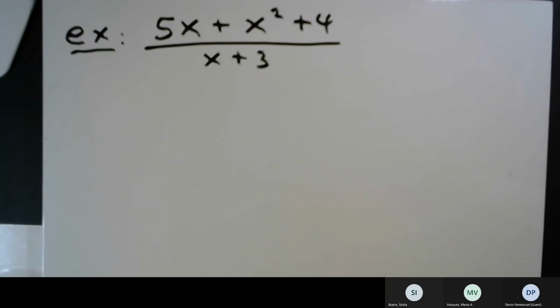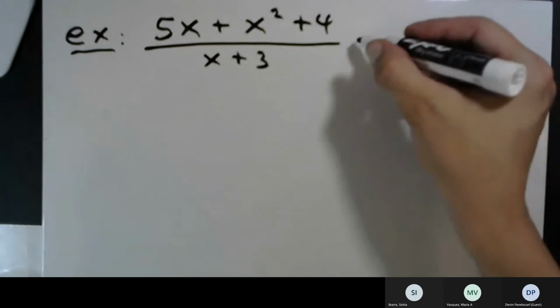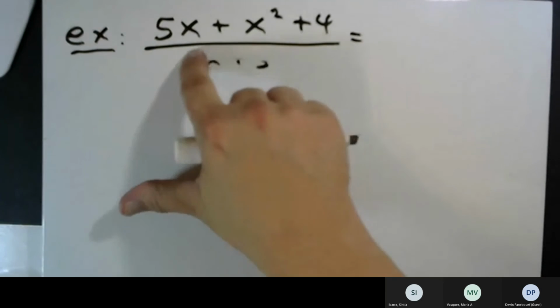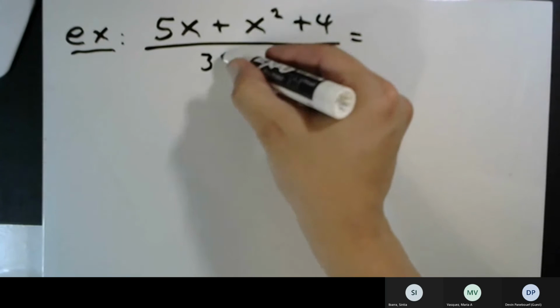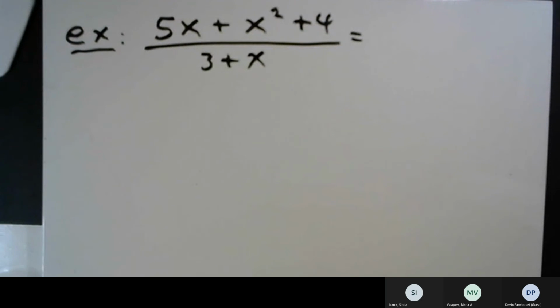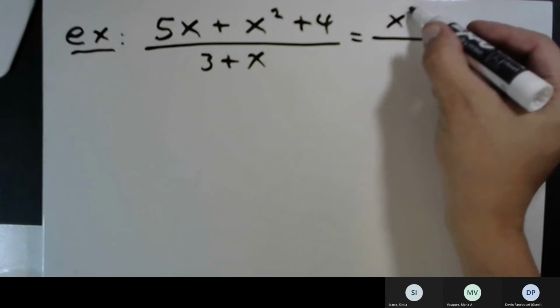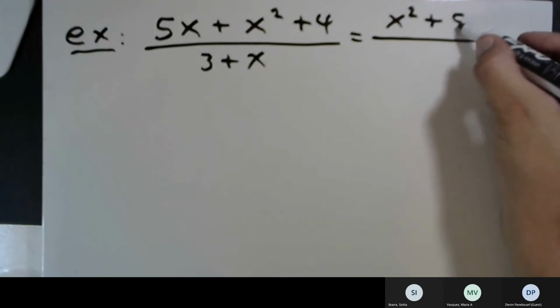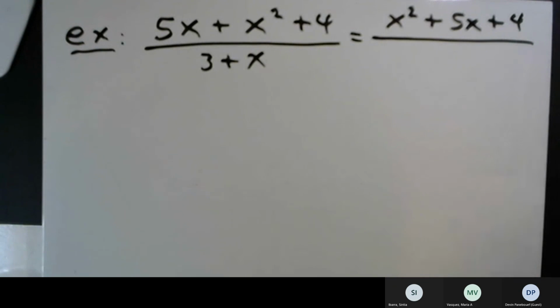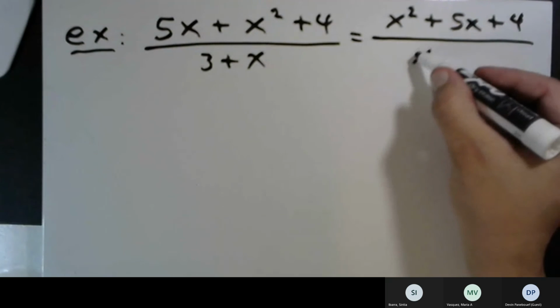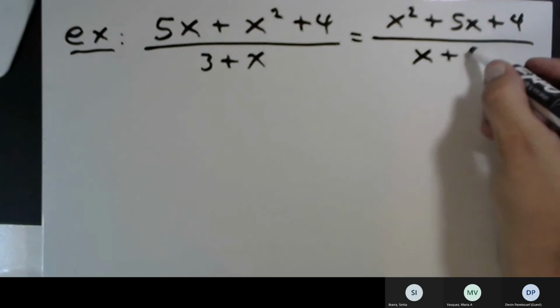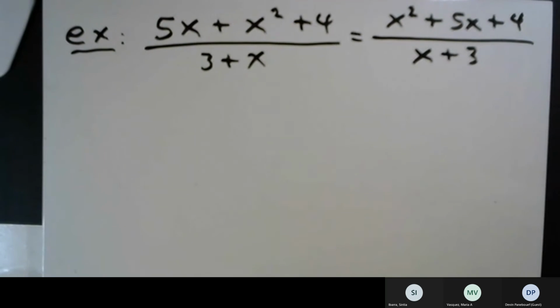So let's say we're going to do this division. Well, first off, you want to make sure everything's in standard form. So let me change this. Let's say we have this. So standard form is highest degree term, then the next highest degree until you get to the lowest degree. So that means the top will be x squared plus 5x plus 4. And then the bottom is going to be x, which is degree 1, plus 3, which is degree 0. Constants have a degree of 0.